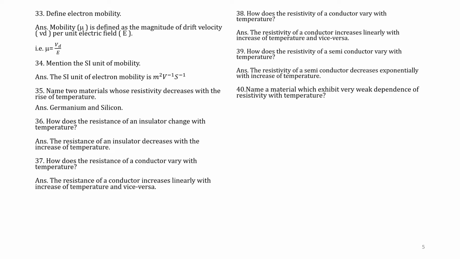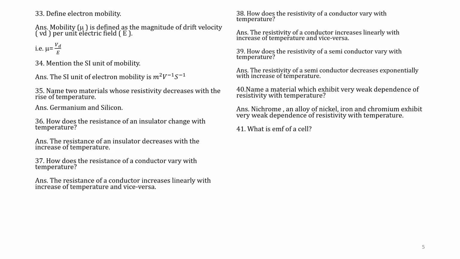Question number 40. Name a material which exhibits very weak dependence of resistivity with temperature. Answer. Nichrome, an alloy of nickel, iron and chromium, exhibits very weak dependence of resistivity with temperature.